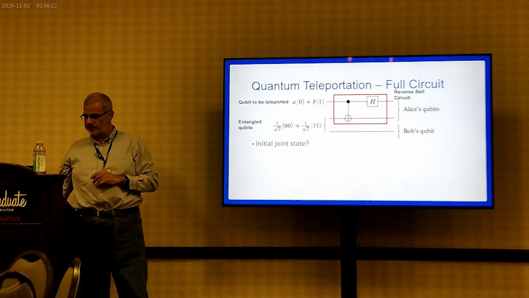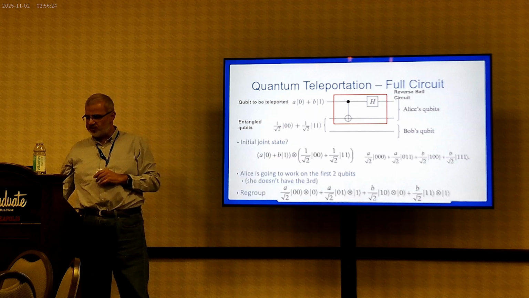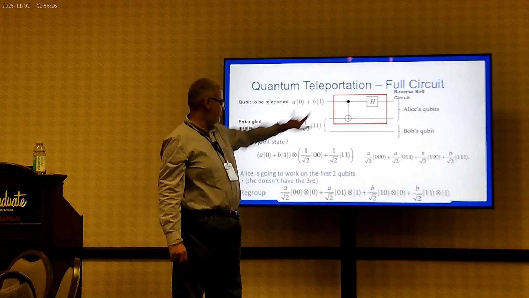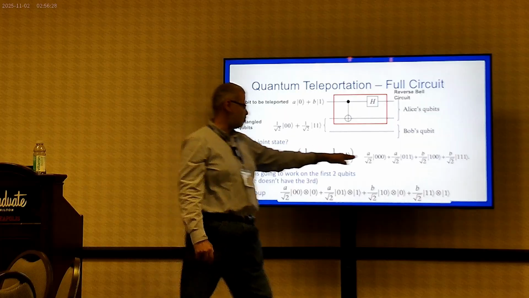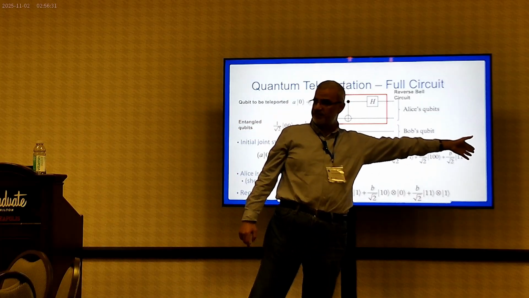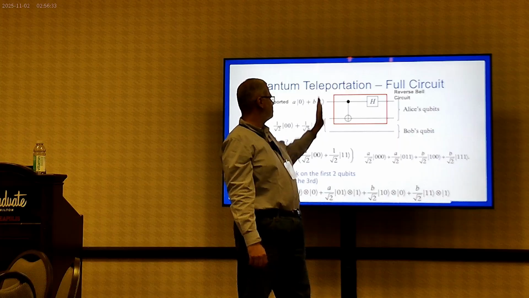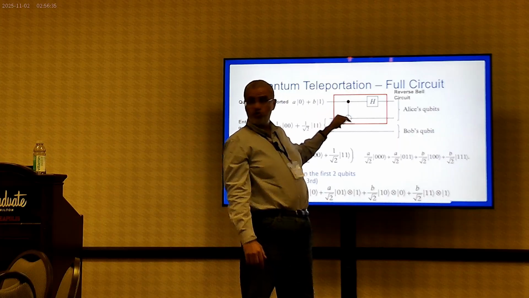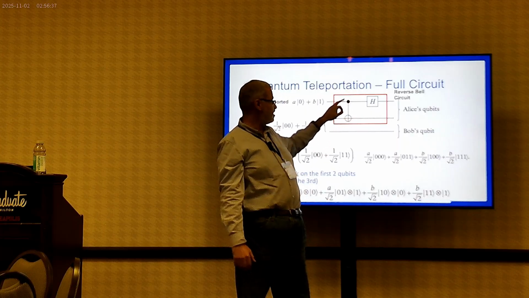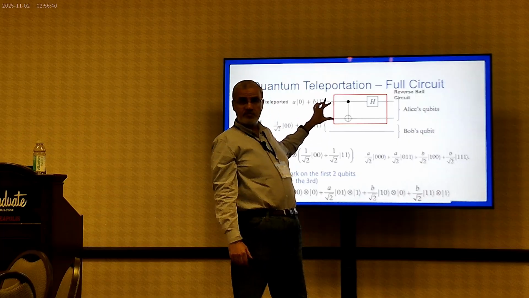Good? So as we said, the initial joint state is I take this and distribute it over this. So this is the 4 different states I can have. What do we do next? I apply a C-NOT gate. The C-NOT gate works on the first 2 qubits.